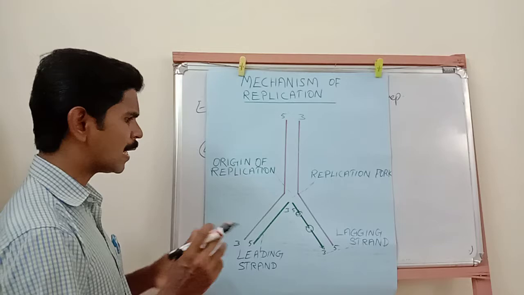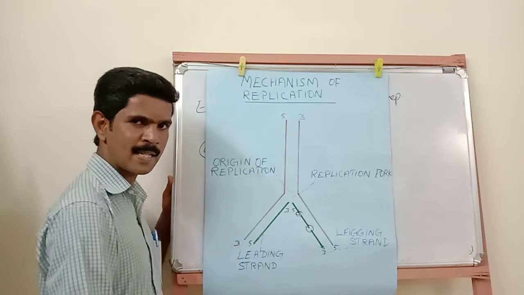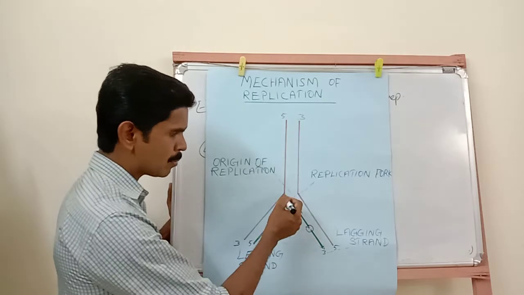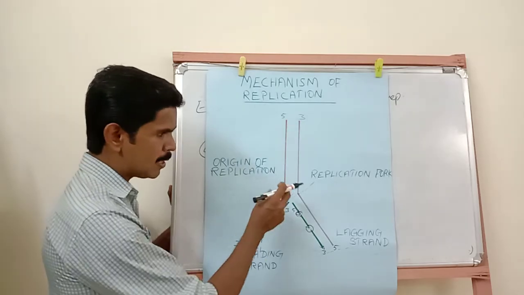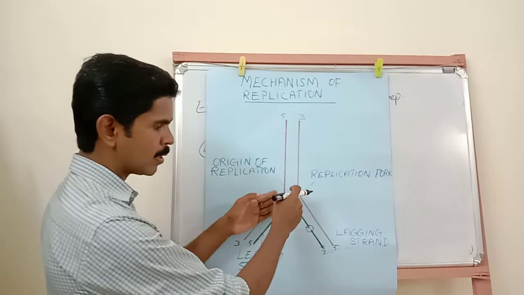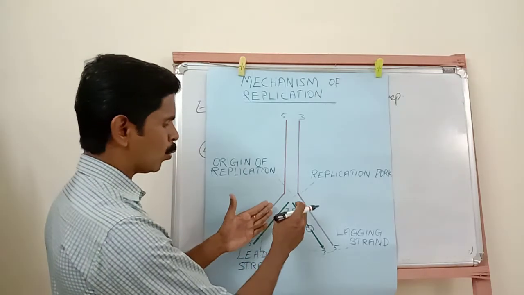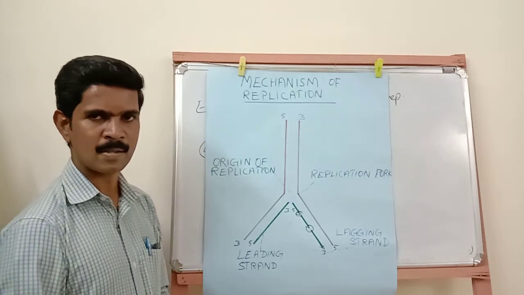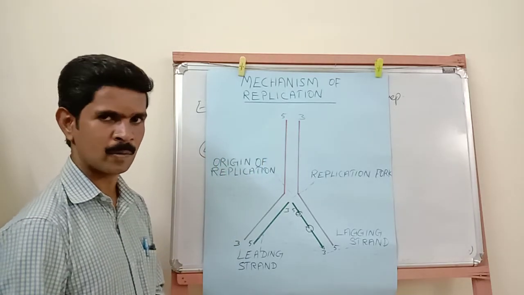Understand? Then the last part. I already told you this region is called the replication fork. Here a high amount of DNA helicase enzyme is present. One more enzyme, called topoisomerase, is also present there. So topoisomerase and DNA helicase, both enzymes, are highly available in this region. These two enzymes pull the strands in opposite directions, pulling these two DNA molecules apart. So it gives a Y-shaped structure. This is the mechanism of replication, one of the very important 5-mark questions.